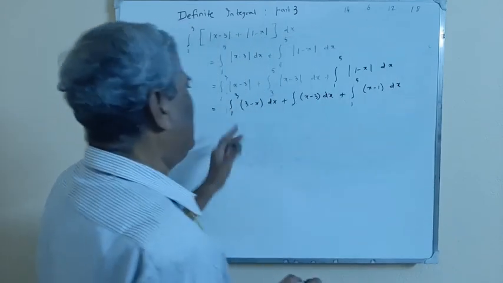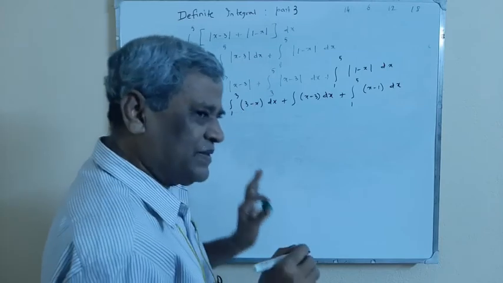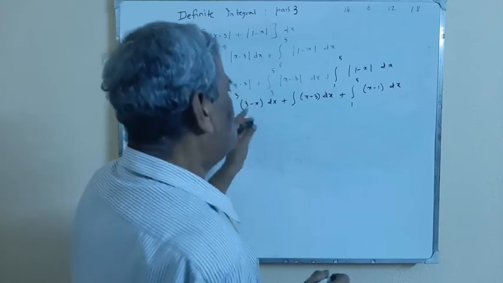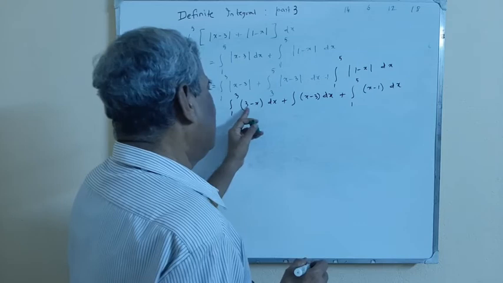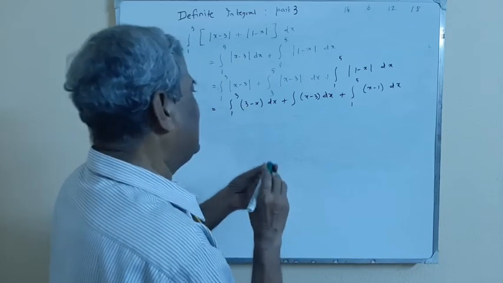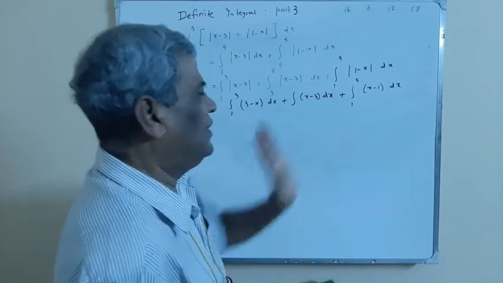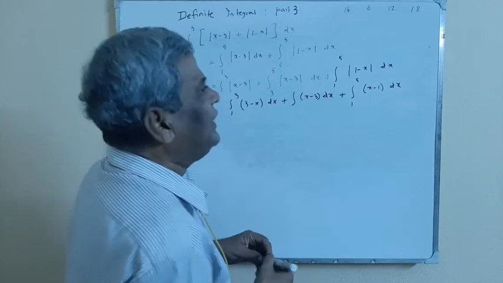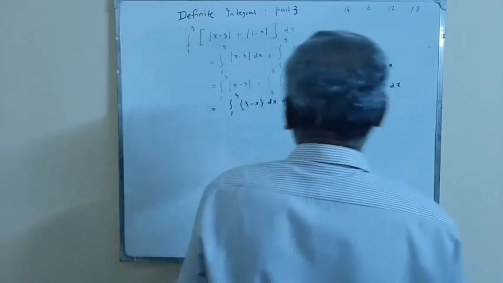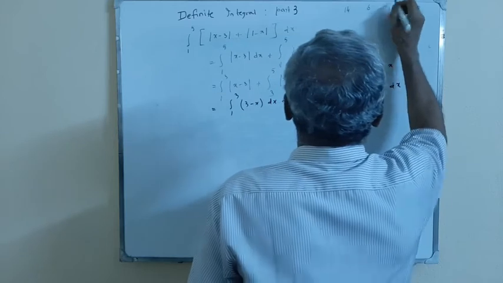Now nothing is there. Very simple cases are left. So simply integrate. Its integration is 3x, this is x squared by 2 and so on. Now put upper limit and lower limit, and after simplification, answer will be 12.